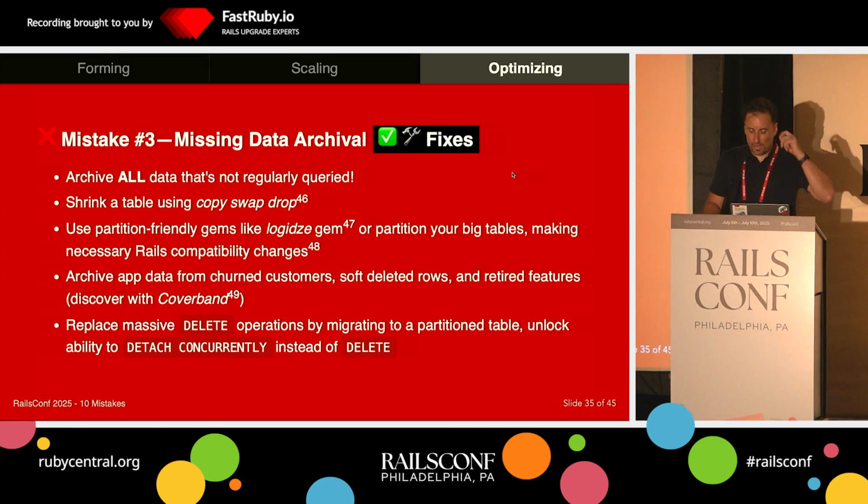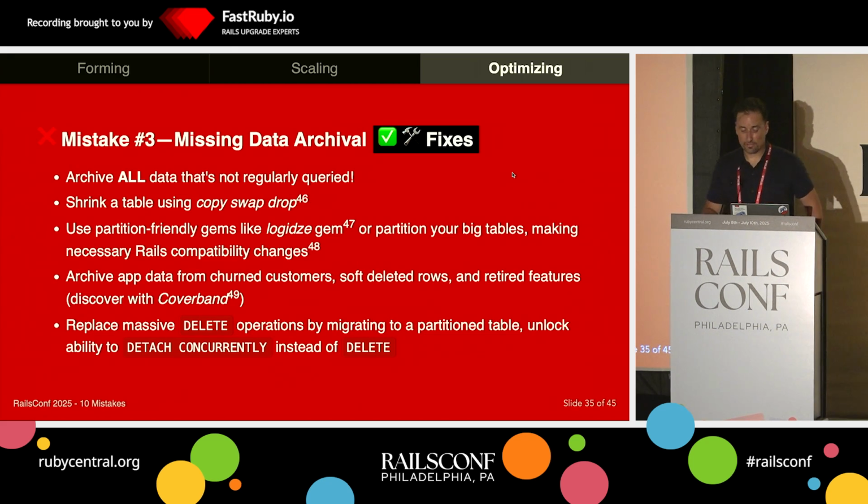So I recommend trying to archive all data that's not regularly queried. I wrote up a post called copy, swap, drop, which is a tactic that I used with one client where essentially we create a cloned structure of the table and copy in a subset of the rows and then swap the table names around. We can also, if we know our data fits well for its high growth data and it would fit the characteristics of a partition table well, use partition friendly gems at the outset, or we can migrate our big tables to be partition tables and make any necessary Rails code changes.